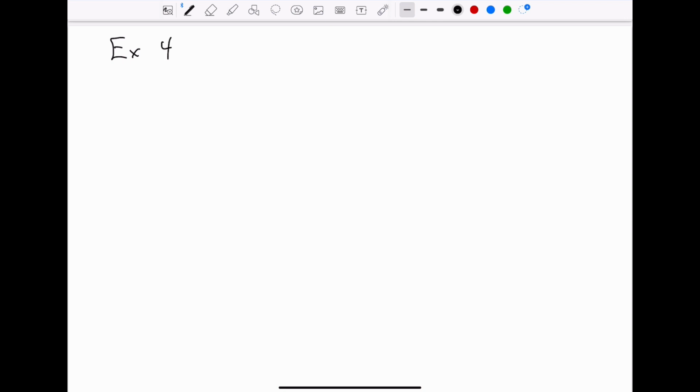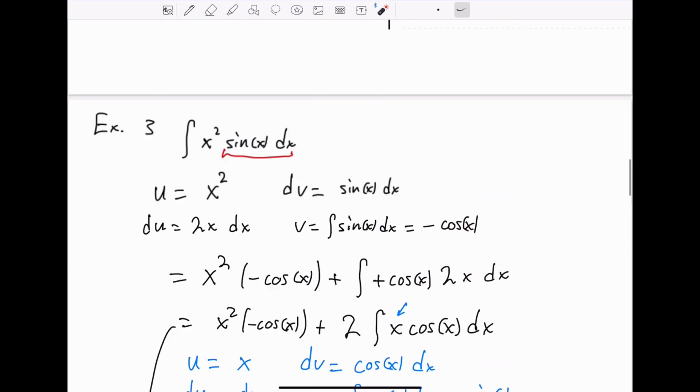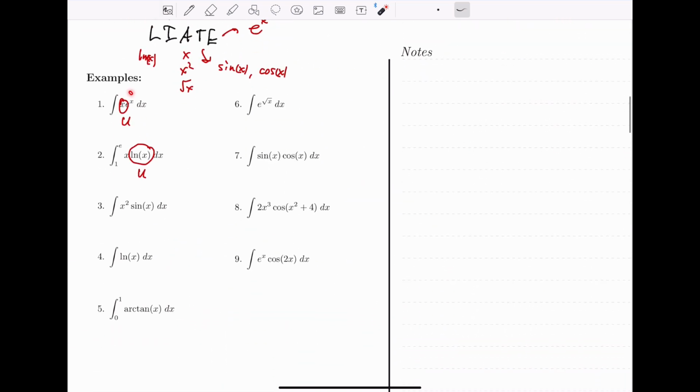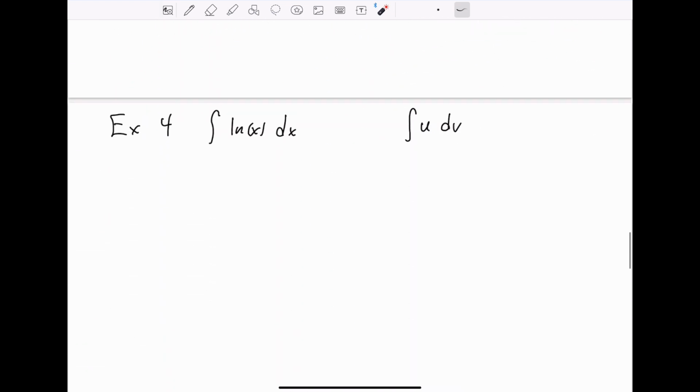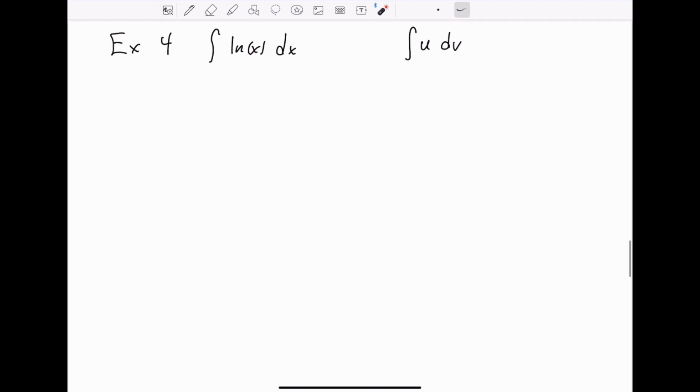For example 4, we have the integral of natural log of x dx. We will solve this using integration by parts, and again, we're trying to view this integral in the form the integral of u dv. Something that's a little bit different with this particular problem is that we only have one factor in the integrand. In all of the other examples that we've done so far, we had multiple factors in the integrand. Here we just have natural log of x in the integrand. We can still solve it using integration by parts, and let's see how that's done.